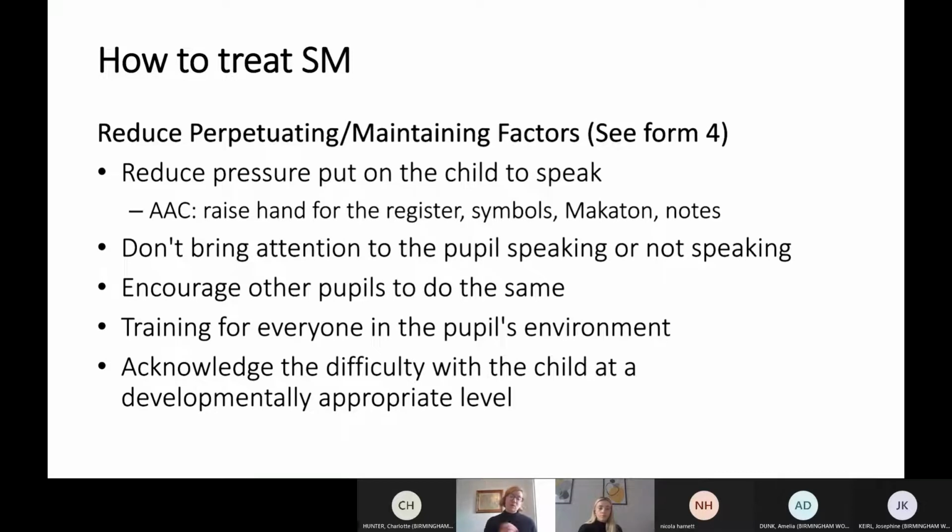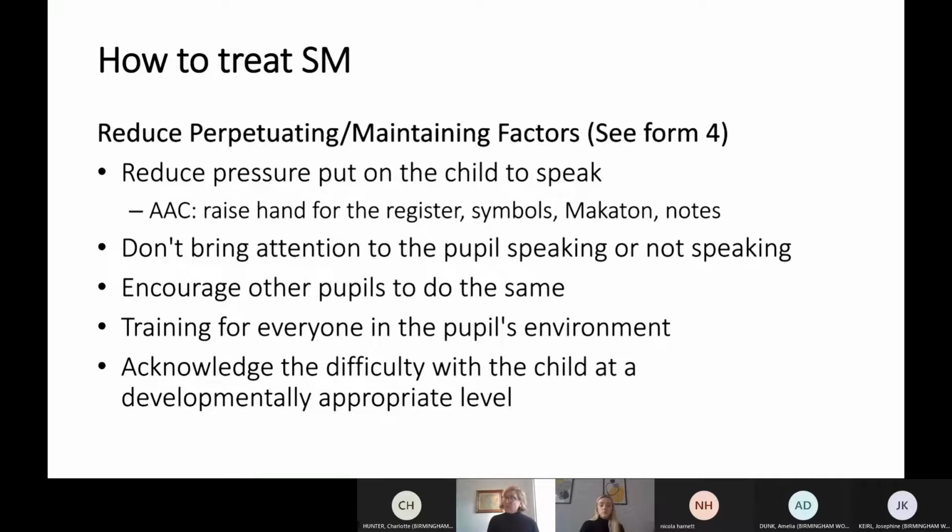If the child is literate, they could write notes. So you're thinking about that zone of proximal development. Something that the child isn't going to find too terrifying, but something they'll find okay but challenging, that can kind of support them on their way to speaking verbally or communicating to their potential. Don't bring attention to the fact that the pupil doesn't speak, or to the fact that they speak or don't speak.